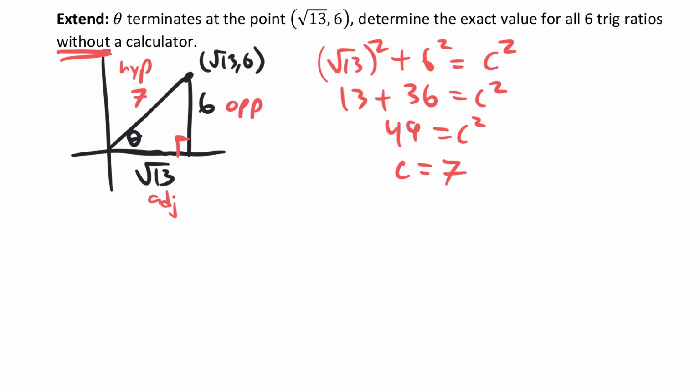All right, well, with that in place, I think we can do them all. So let's start with sine. Based on SOHCAHTOA, sine theta is opposite over hypotenuse, so 6 over 7.